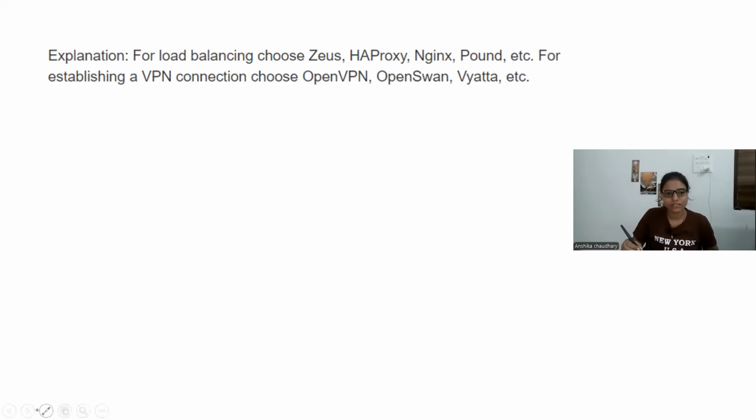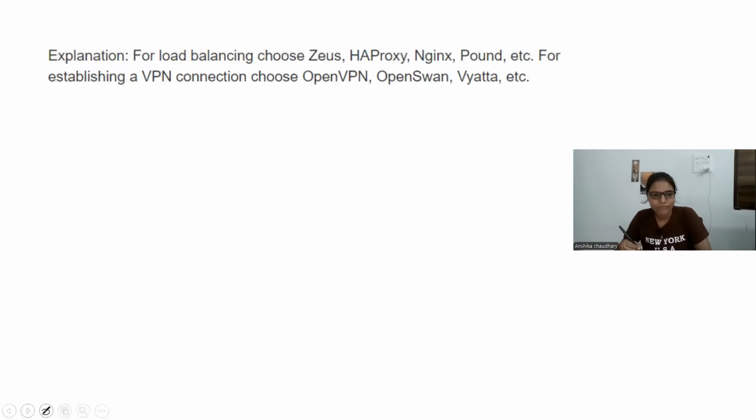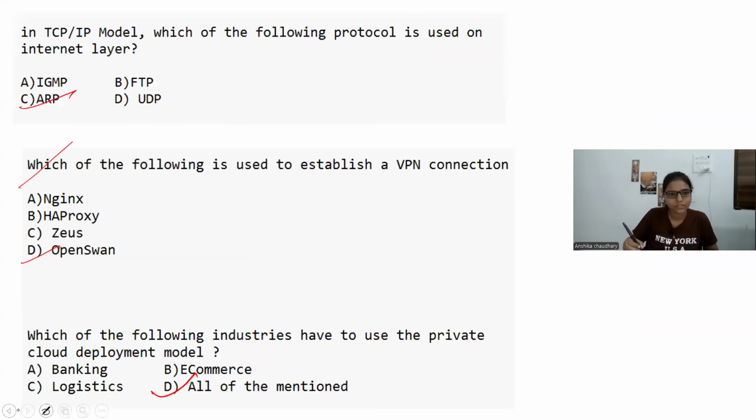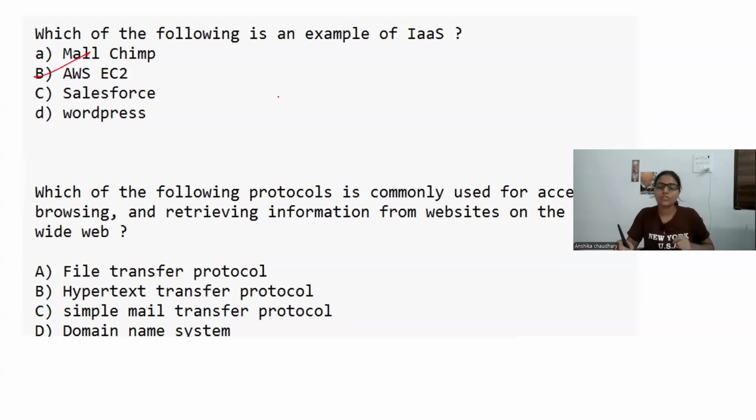The next question is, which of the following is an example of IaaS? Mailchimp, AWS EC2, Salesforce, or WordPress? Let me check for it. The example here is Amazon EC2. Amazon EC2 is an example of IaaS, infrastructure as a service.